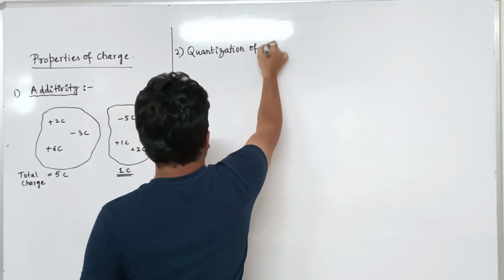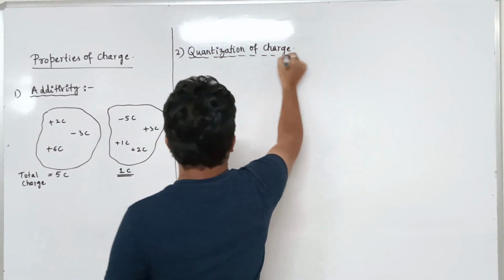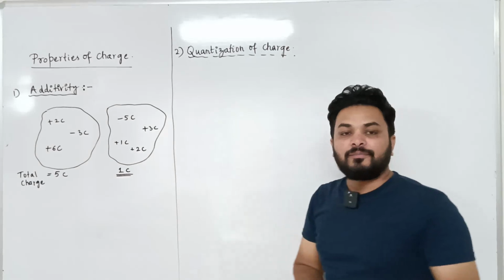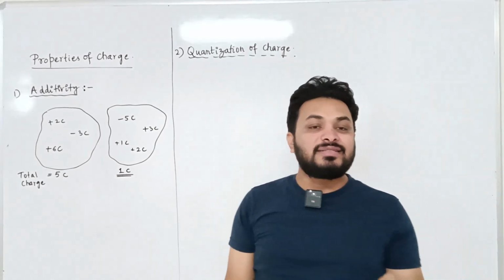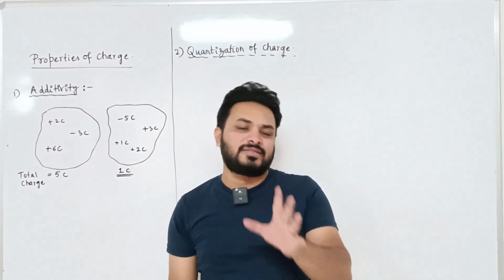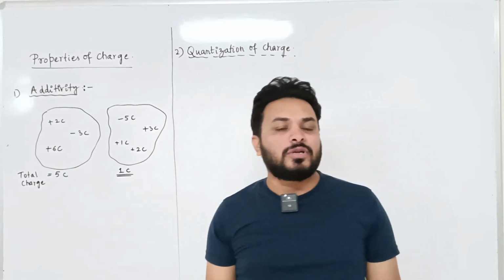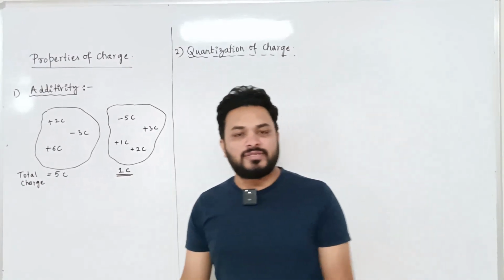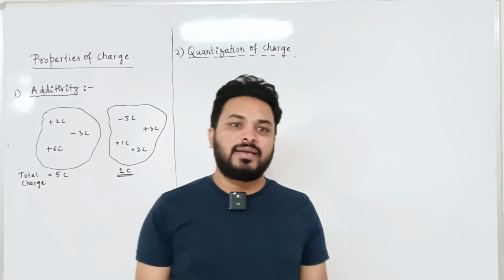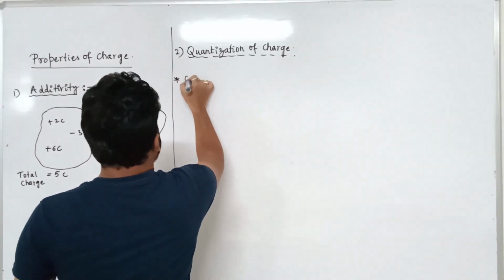Quantization of charge. What do you mean by quantization? See, the smallest charge in nature that exists is the charge of an electron. That is the smallest charge that exists in nature. What is the charge of an electron? Minus 1.6 into 10 to the power minus 19, or a proton, plus 1.6 into 10 to the power minus 19. Here we are writing one important point.